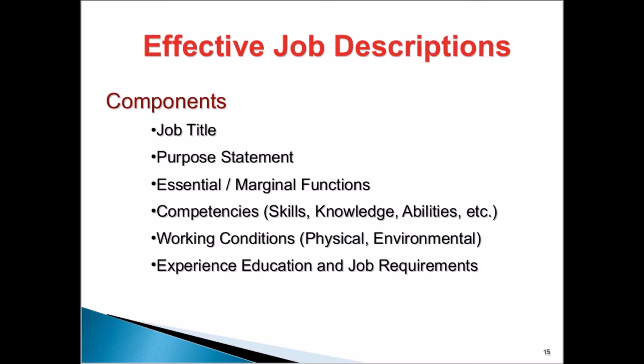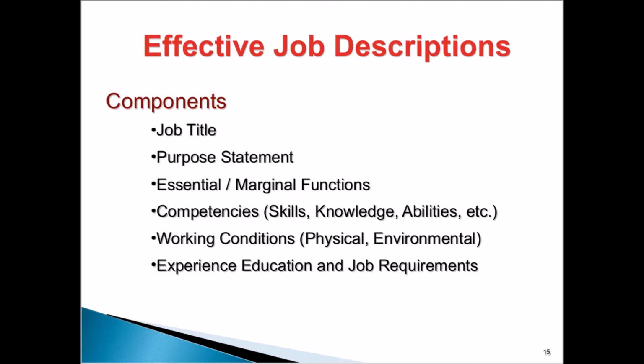We want to identify the functions and then separate them between essential and marginal because the ADA requires that. We want to identify the competencies, the working conditions, and then the experience, education, and job requirements. So whenever I write a job description, I just know those are the 6 things. I don't care what order they're in, other than I usually put the job title at the top. And if you want to add other things, you can, but I'm looking for these 6 things when I look at a job description.